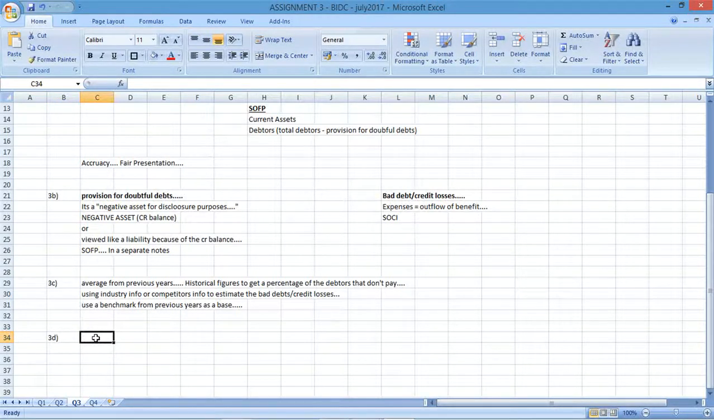Then we've got D. D is a theory question that has a working part of it. They've given you some information. This is actually quite a long question because they've given you a bit of info, and we're obviously going to have to provide for it in our solution.